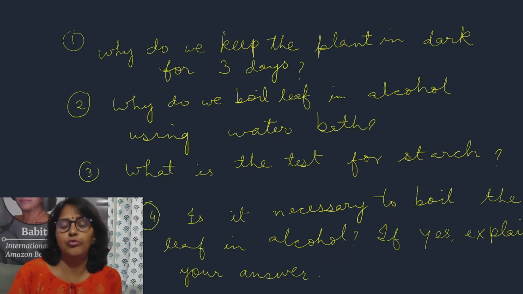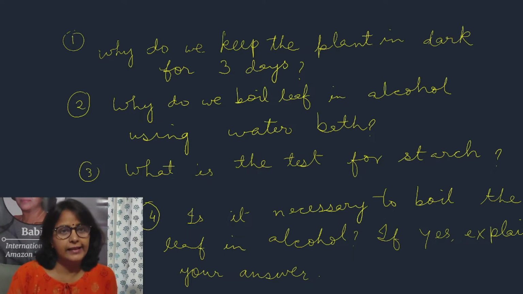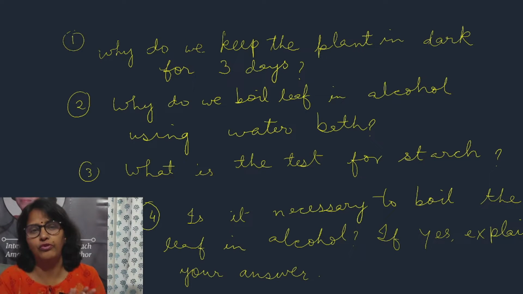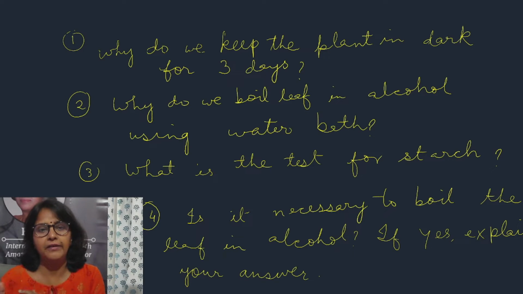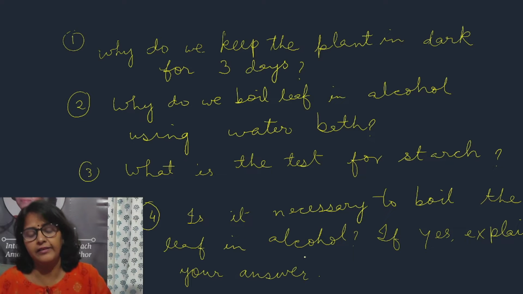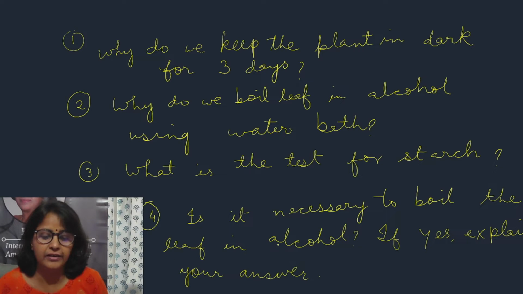Is it necessary to boil the leaf in alcohol? Yes, because alcohol removes all the colored pigment from the leaf, and if colored pigments are removed, it is easy to get the results from the experiment. When we put iodine solution, the green color of the chlorophyll will not interfere with the blue-black color, and we would be able to get the result more easily.